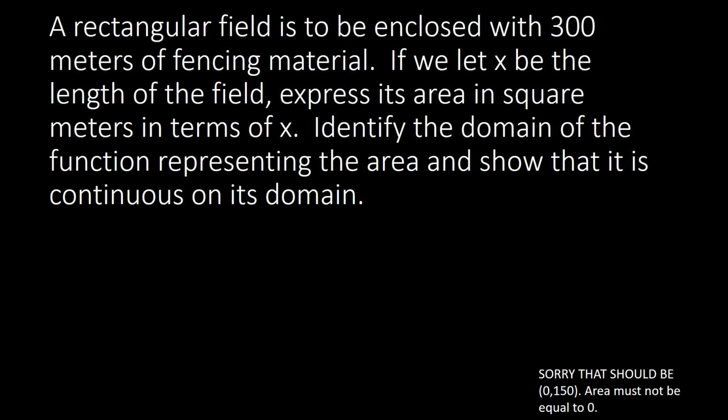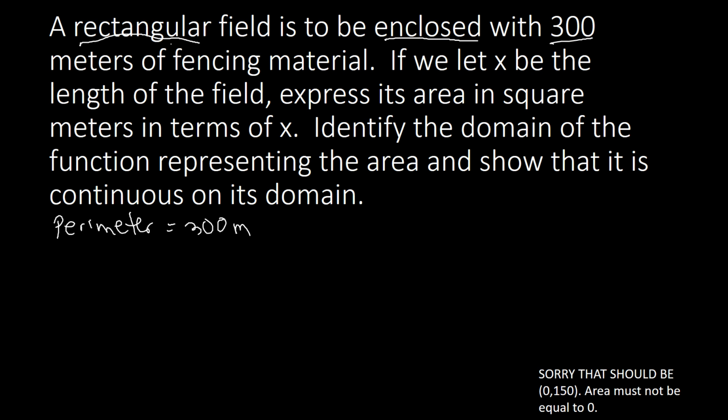According to the problem, we have a rectangular field which is to be enclosed. The word enclosed here will be our keyword: the measurement we have, 300 meters of fencing material, is the perimeter. So our perimeter here is 300 meters. Now, upon having that given, we are going to identify our dimensions, because we have a rectangular field.